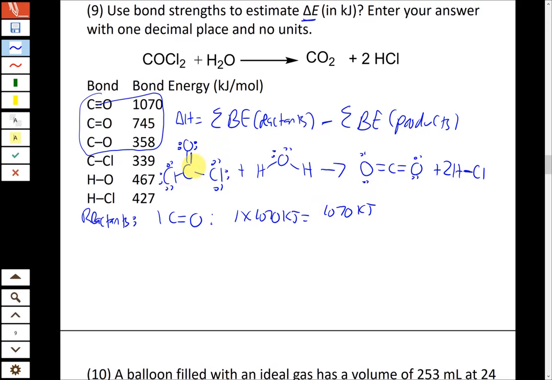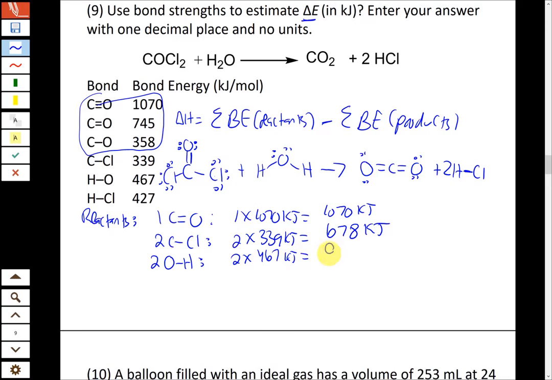We have 2 carbon-chlorine single bonds. The CCl, CCl. So there's 2 of those, and that bond energy is 339. I have to do my math in my head because I don't have this one written out. And then we have the 2 OH bonds from water, and the OH bond is 467. All right, so that's what we have on the reactant side.